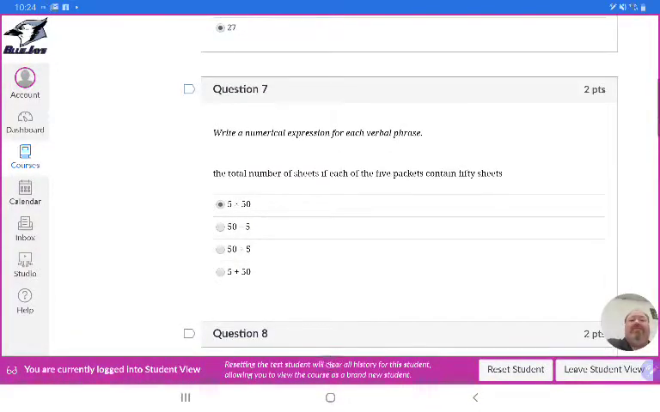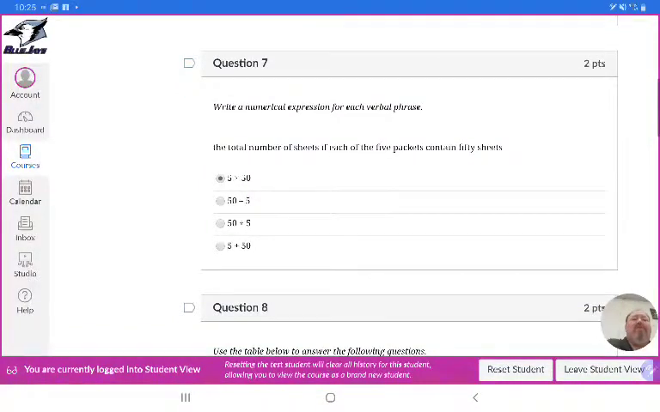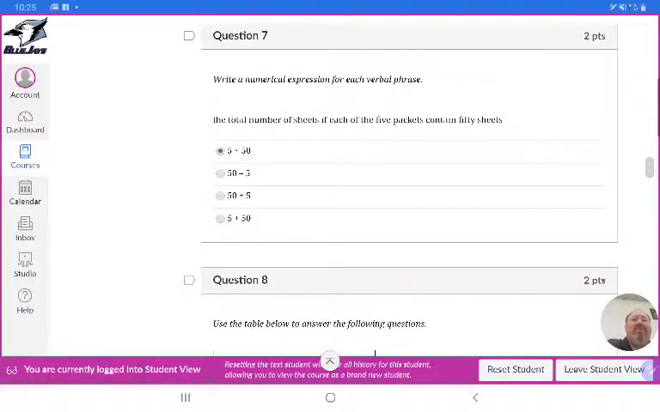Question 7. Write the numerical expression for each verbal phrase. Remember, if it asks for numerical, they're wanting numbers. If they're asking for verbal, then they're wanting words. Okay? So the total number of sheets, if each of the 5 packets contains 50 sheets, what do you got? 5 times 50. Very good. There's 5 of them. Each one has 50 sheets, so 5 times 50.